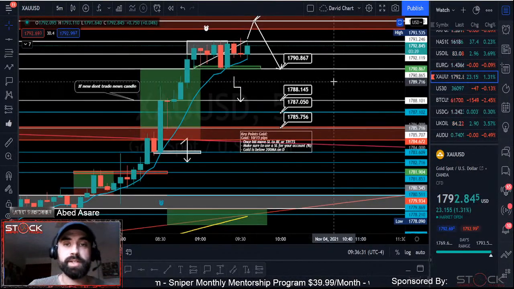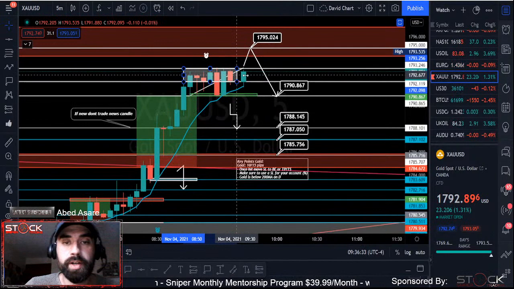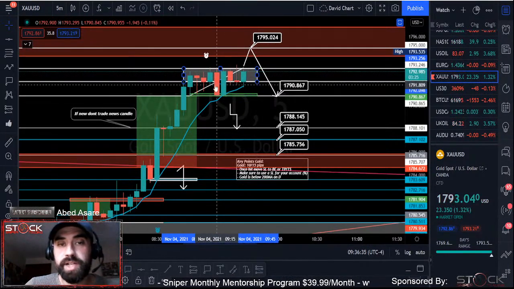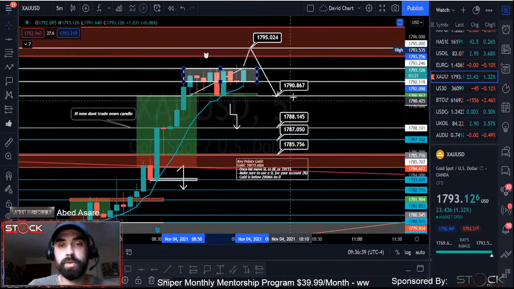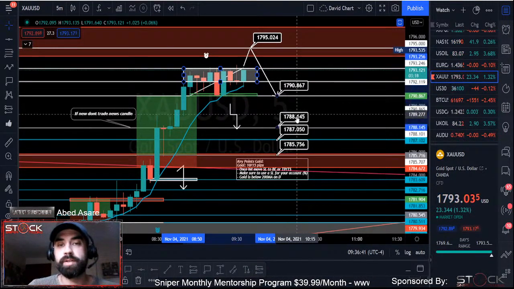Look at gold, guys. Still having that consolidation movement right here. Price tried to break down, head fake, now pushing back up. Let's watch and see what's going to happen on gold. We'll chart Nasdaq.